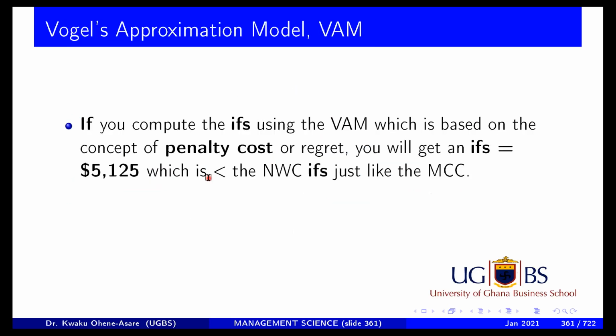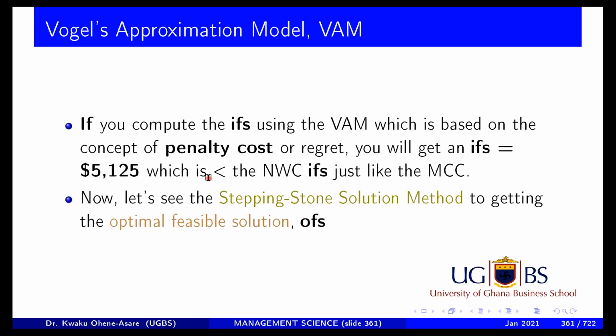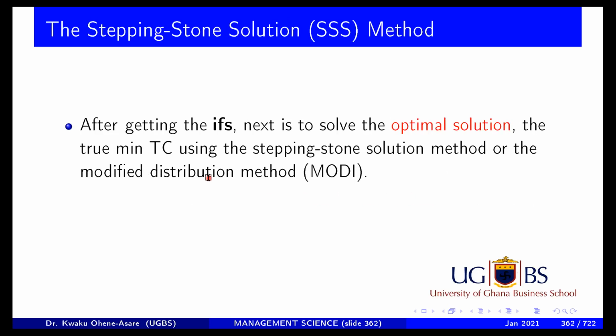We are not going to calculate the Borges approximation, but you can learn that on your own. We are now going to go ahead and arrive at the optimal solution using the stepping stone method. Remember, there is a stepping stone method and the modified distribution. We're not going to do the modified distribution. We are just going to do the stepping stone method so that we have an optimal feasible solution, not just an initial feasible solution.